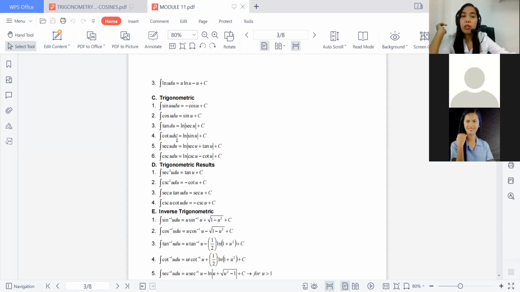And for the trigonometric results, which we introduced last time, we have the integral of secant squared u du is tan u plus c. The integral of cosecant squared u du is negative cotangent u plus c. The integral of secant u tan u du is secant u plus c. And the integral of cosecant u cotangent u du is negative cosecant u plus c.